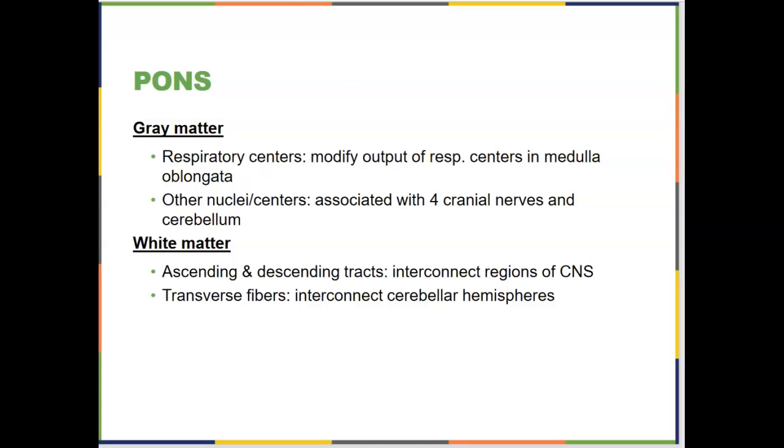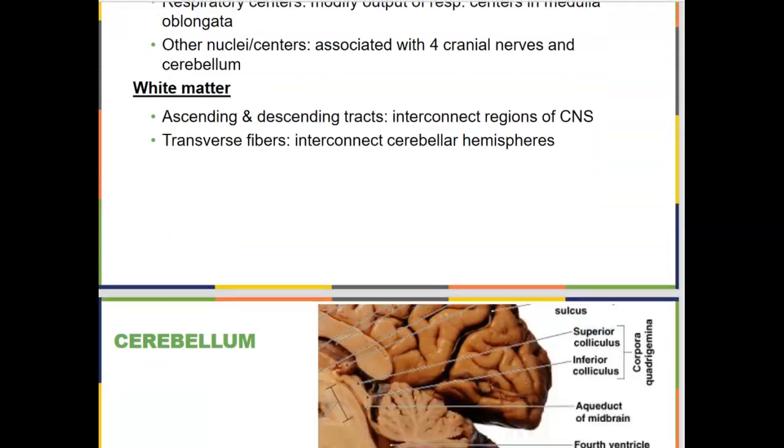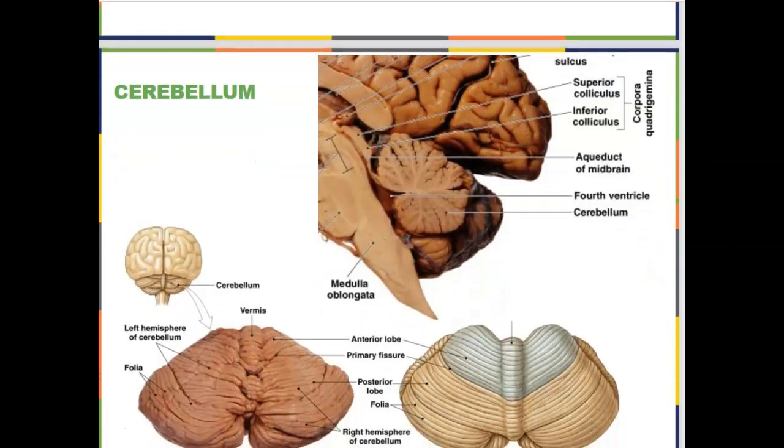And there are 4 cranial nerves associated with the pons. All right, so you're going to need to know that for when you're studying your cranial nerves. The white matter, again, are your ascending and descending fiber tracts or nerves throughout the brain. Transverse fibers go between the 2 hemispheres.